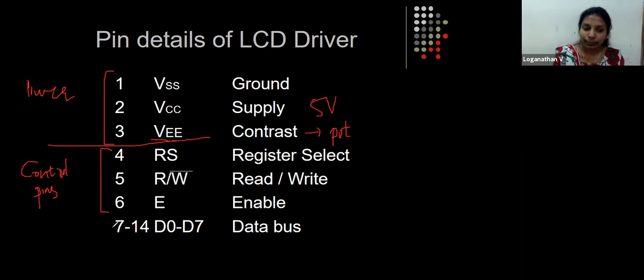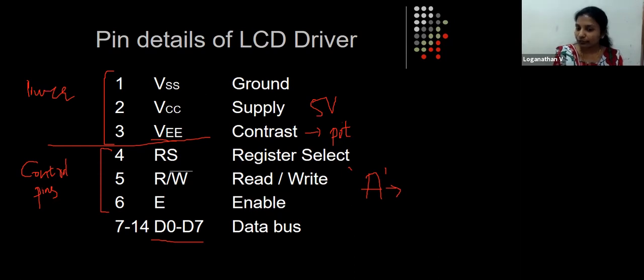Then from pin number 7 to pin number 14, we have D0 to D7, that means the data pins. Now, if you need to display the letter A on this LCD, this A should be given as data, and that data gets stored in D0 to D7. A has its own ASCII value; whatever is written in character format, we consider its ASCII value.